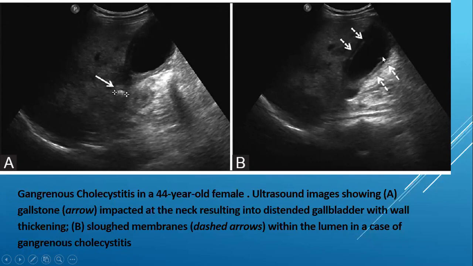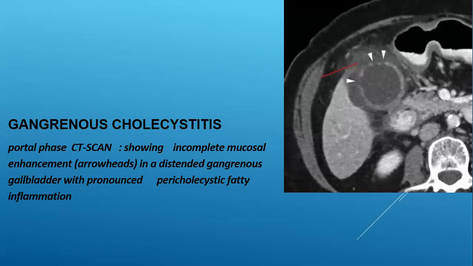Gangrenous cholecystitis. Here the second case is a CT taken in portal phase, showing incomplete mucosal enhancement with distended gangrenous gallbladder and pronounced pericholecystic fatty inflammation. This is the entrapped wall here, and there is inflamed fat around it.